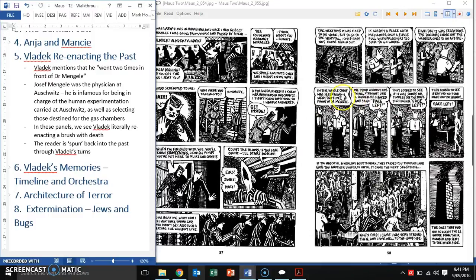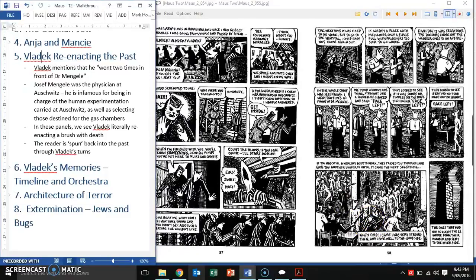Now, in these panels here, these four, we see Vladek literally reenacting Mengele's commands in the middle of the park. So this one, and this one here are all in the present narrative. This one here, the fourth, however, is Vladek in the past narrative. Spiegelman uses a really interesting visual technique here to transition us from the present narrative back into the past. We literally use Vladek's turns to kind of circle us back in time, almost. Back to the monotonous violence in Auschwitz.